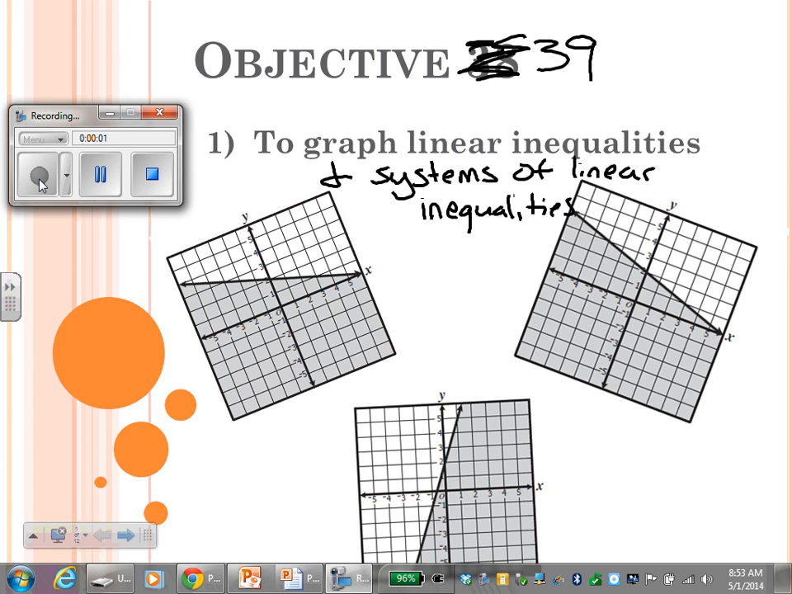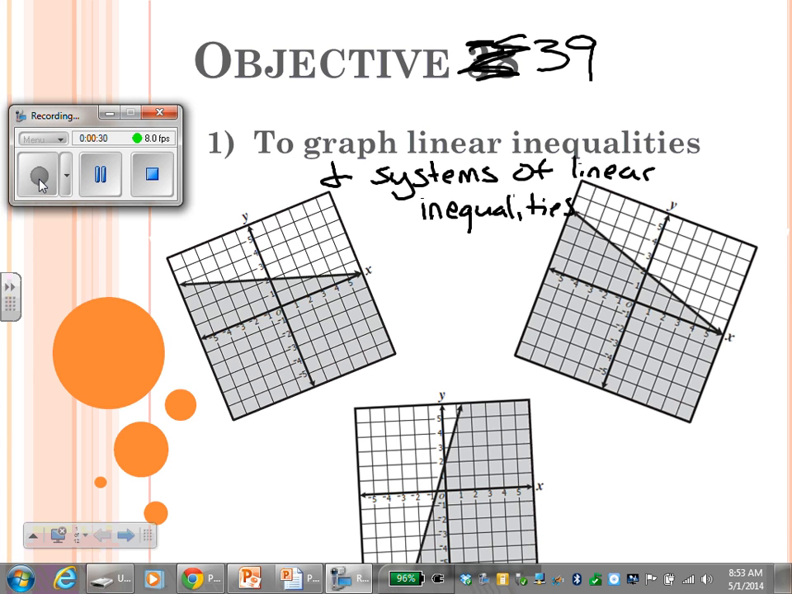So this is going to be objective 39. We are going to graph linear inequalities, and we're also going to tie in systems of linear inequalities. So the first thing is you need to know how to graph just a regular linear inequality, and then after we get good with just graphing one, I'm going to go back and add in what you do when you have two of them, because that's a system, right? When you have a system, you have at least two or more.